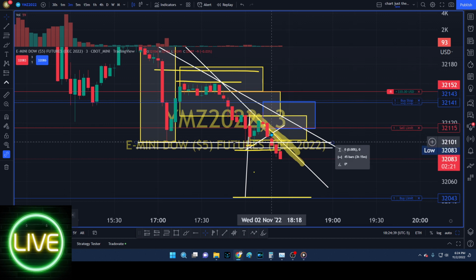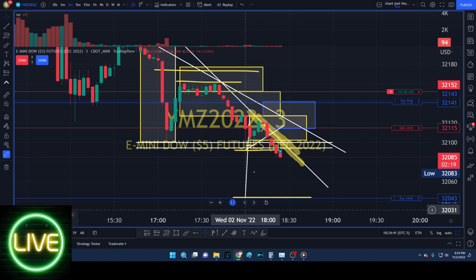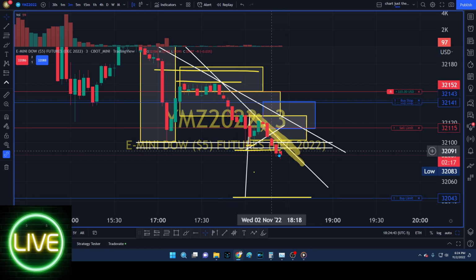I like this level here. I like that it has come through and closed below it. What did we say earlier?